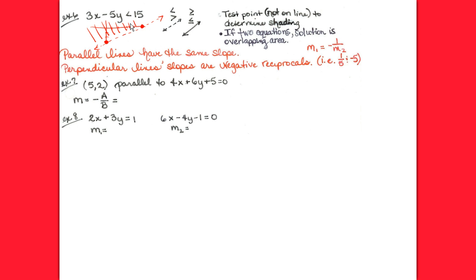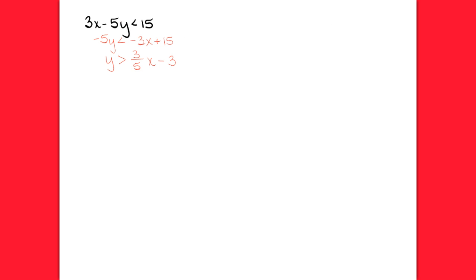Okay, well, how come sometimes that little trick works and sometimes it doesn't? If you want to use that little trick where you look at this sign and that sign determines whether you shade above or below, you must solve your inequality for y first. That is the only time that little trick works. And that also helps us understand why it didn't work the last time.